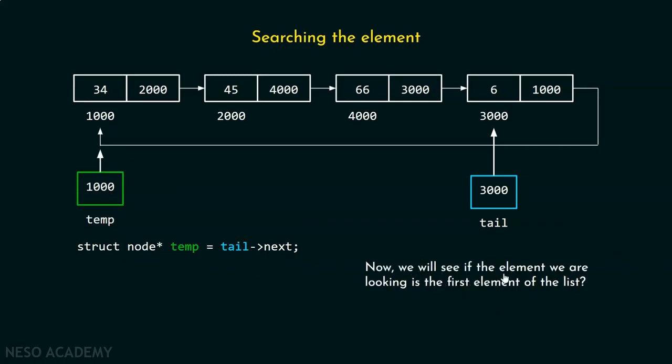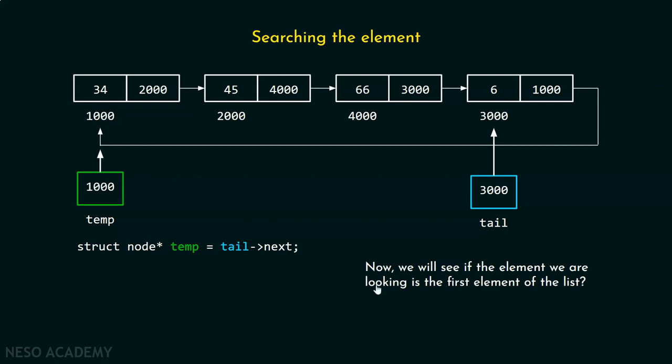Now we will see if the element we are looking for is the first element of the list or not, right? Here we know that the temp pointer is pointing to the first node of this list. If it is, then we will return the index of this element, that is 0. Otherwise, we will move our temp pointer towards the right. I am assuming here that the index of the first element is 0, the index of the second element is 1, the index of the third element is 2, and so on. I will simply return index 0 if the element we are looking for is the first element of the list, okay?